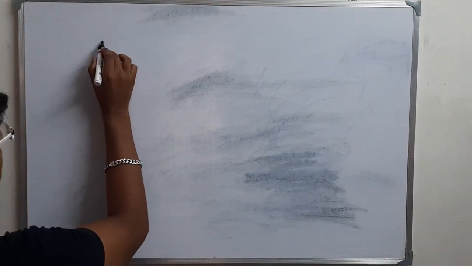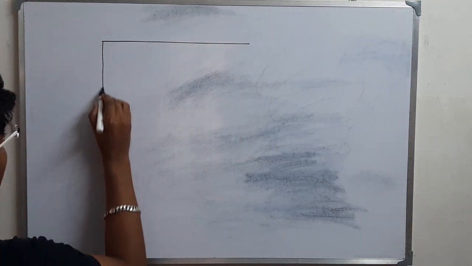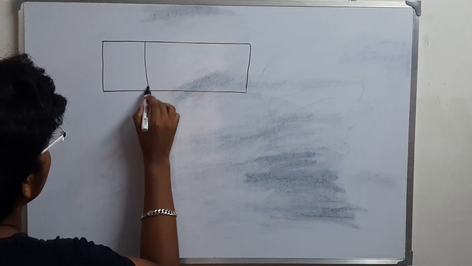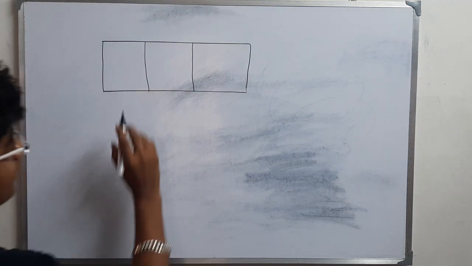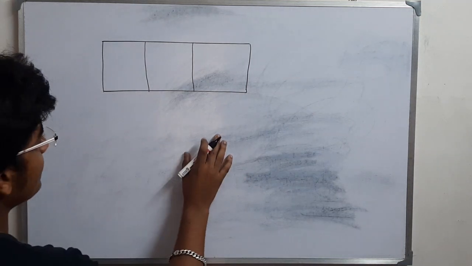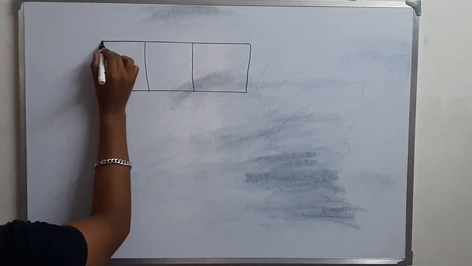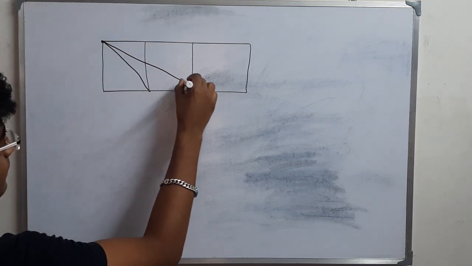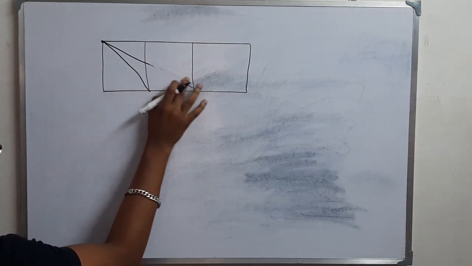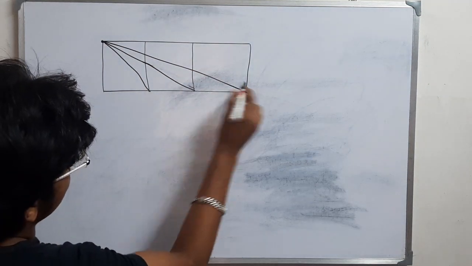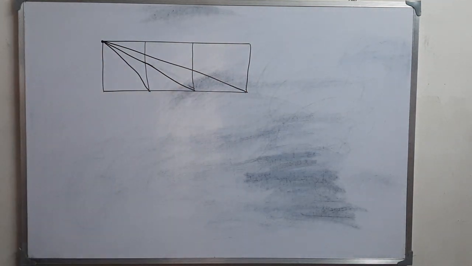The problem was like this: we have three identical squares. The size of the squares is not at all important. We draw lines like this, joining these three vertices from one single vertex.